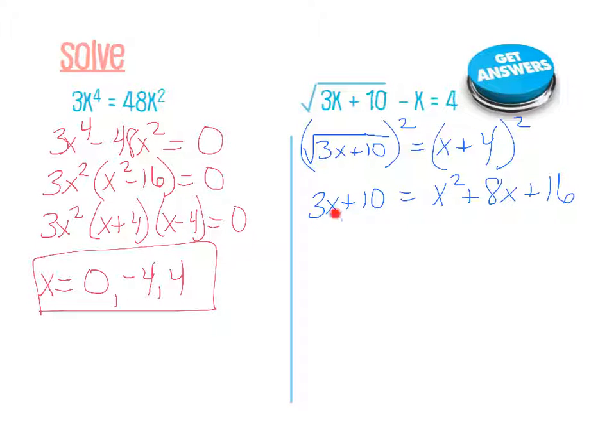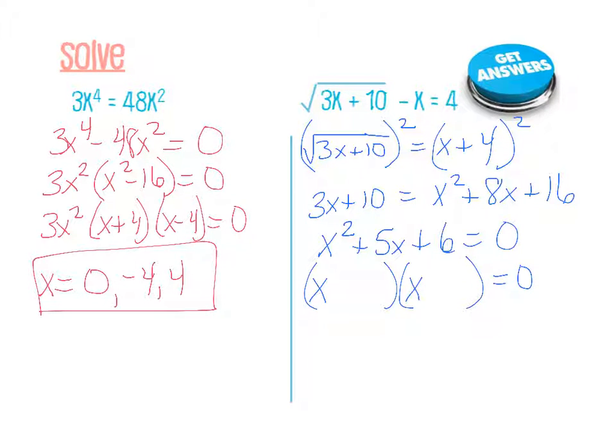I'm going to want this to equal 0. Let's bring everything over. I'm left with an x squared, subtract the 3x, subtract the 10. Now it's going to equal 0. That's actually going to factor beautifully for us. Factors of 6 that give us a 5. It's going to be a 2 and a 3. They're both pluses. x ends up equaling negative 3 and negative 2.